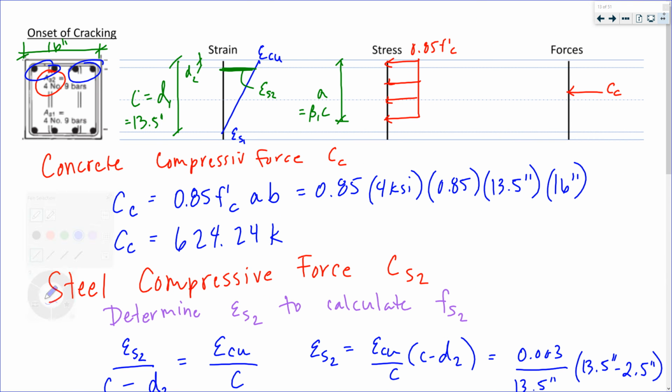Right. I have Fs2, that's my compression force in my steel. That's the stress and then the compression force associated with it.